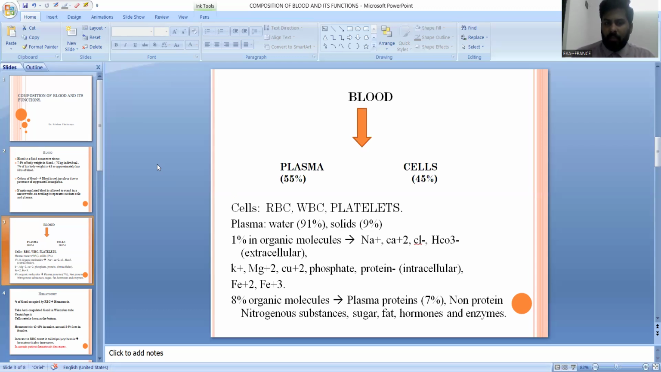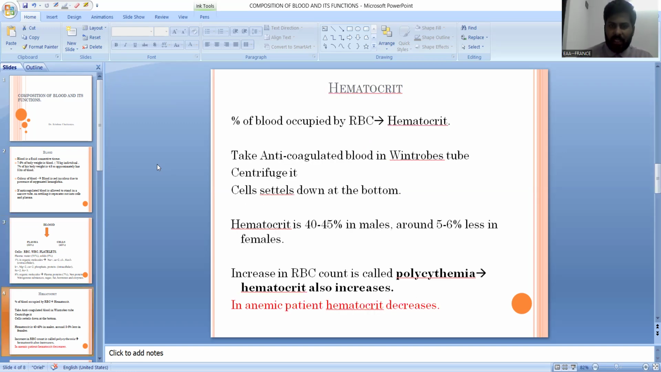Coming to the inorganic molecules, what are those? Extracellularly, you will be able to appreciate sodium, calcium, chlorine, and bicarbonate. Whereas intracellularly, you will be able to see potassium, magnesium, copper, and other ions, right? And coming to the organic molecules, you'll be seeing plasma proteins, which is 7%, and non-proteinous nitrogenous substances would also be present, and also sugar, fat, hormones and other enzymes as well, right?